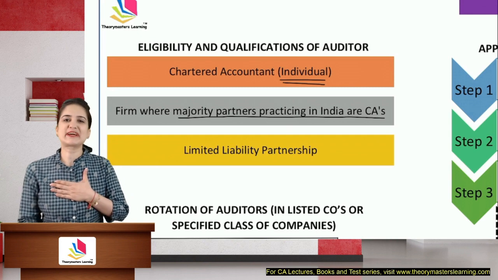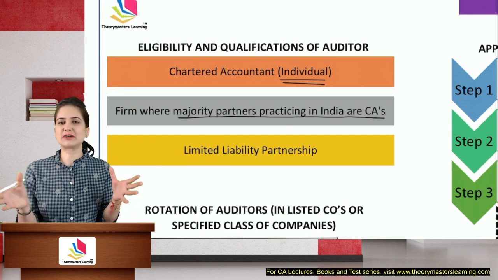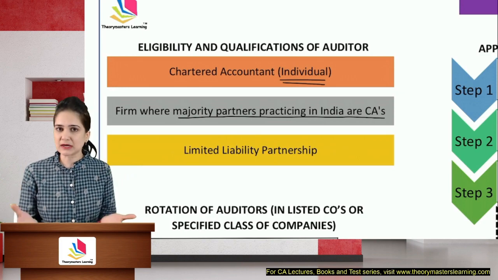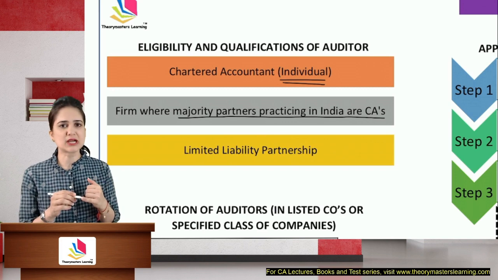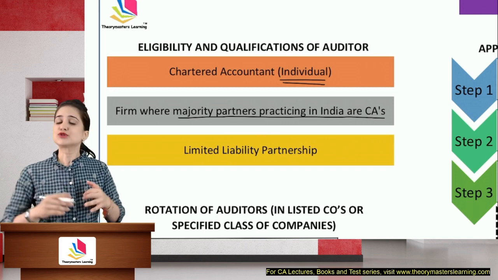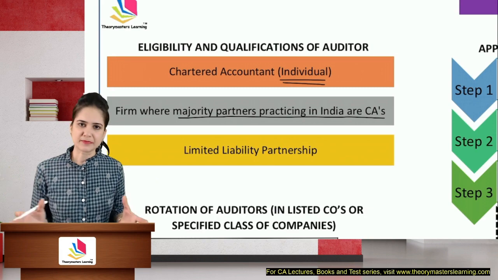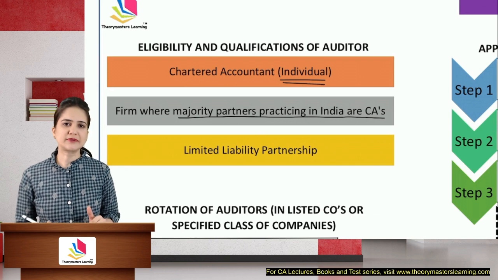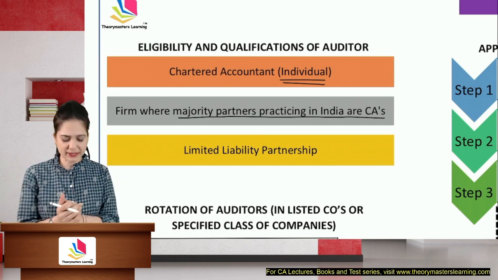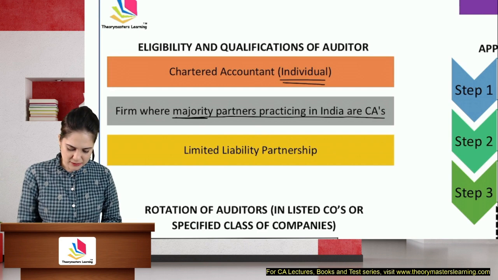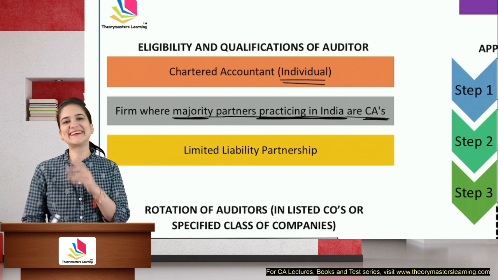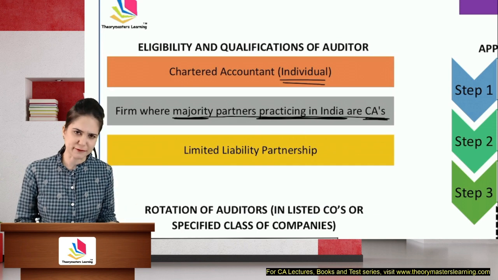Now, the firm where I was doing my articleship, in that firm, there were many partners who were chartered accountants, but there were certain partners who were, I remember one of them was a company secretary, one of them was a tax consultant. So it is not compulsory that in a firm you will have all partners who are chartered accountants. What law requires over here is that if you want to appoint a firm as an auditor, then majority of the partners who are practicing in India should be chartered accountants. So, a firm where majority partners practicing in India are chartered accountants. Majority means more than half of them.